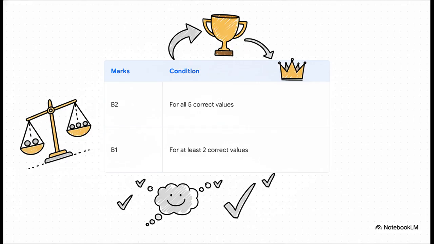The mark scheme says you get B2 for all 5 correct values. Okay, makes sense. 2 marks for a perfect table. But look at this. It also says B1 for at least 2 correct values. That is a massive safety net. It means even if you mess up a few, as long as you get just 2 of the values right, you've already guaranteed yourself 1 mark.